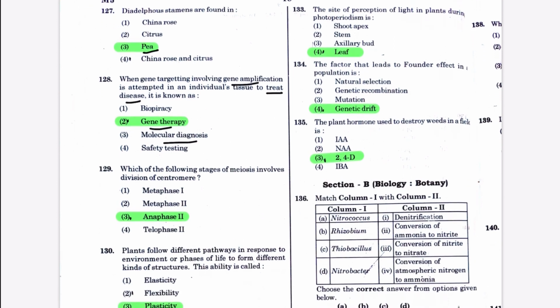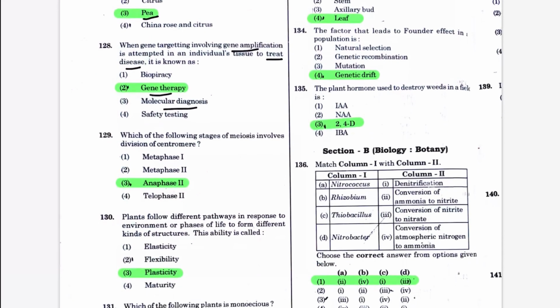Okay, 129, which of the following stages involves the division of centromere? We know the chromatids are joined together with the help of the primary constriction called the centromere. This centromere will split always in the anaphase only. So obviously you have only one option here. So the answer is anaphase 2.